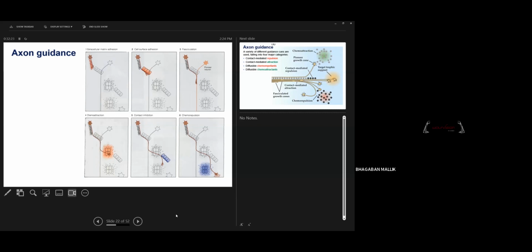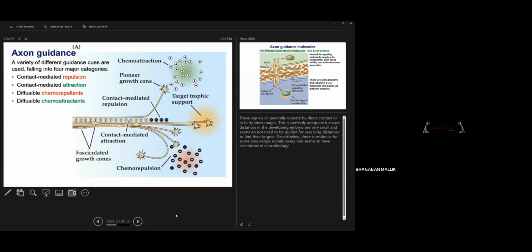By the combination of actin and tubulin, you have growth of the axon, which happens at the tip of the growth cone. This is diagrammatically represented here. Here this is showing the chemoattractant, so it can attract to the positive signaling molecule. They are categorized into four different types: contact mediated repulsion, contact mediated attraction, diffusible chemorepellents, or diffusible chemoattractants.